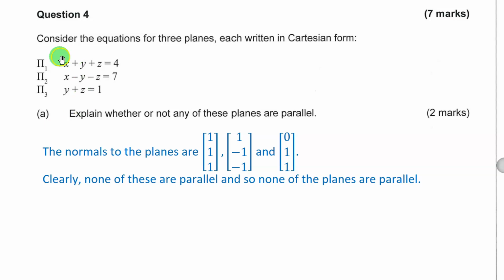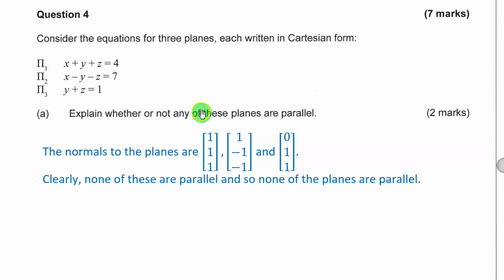So question 4, we are given three planes, each written in Cartesian form, and we've got to explain whether or not any of them are parallel. It's kind of the reverse of the previous vector question we did. Now we're looking at the Cartesian equation and coming up with the three normals, because if the planes are parallel, then the normals will be parallel, which is much quicker.